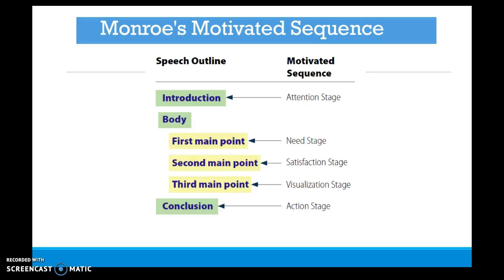So introduction, you grab our attention. Then the first main point, you show the need: establish a need that they have or a problem that they need to solve. Then the second main point, you propose the solution and support it as the best option. You show the satisfaction. Third main point, you visualize, you illustrate how the solution would satisfy their need. And then the conclusion is a call to action. Call your audience to action or tell them what they must do to achieve the solution suggested.